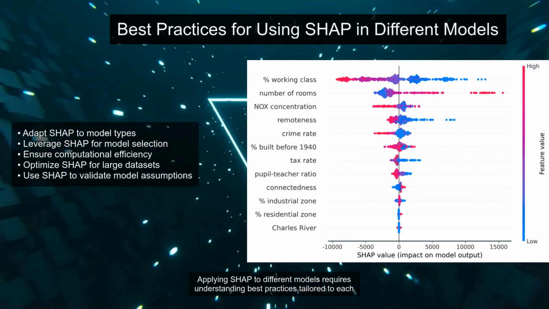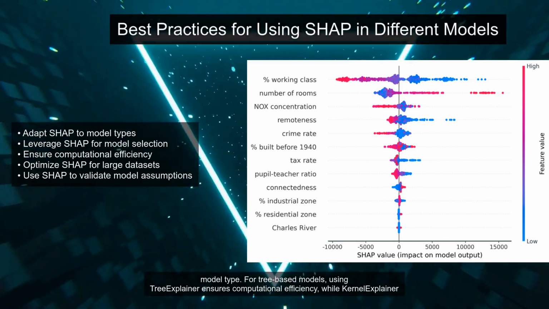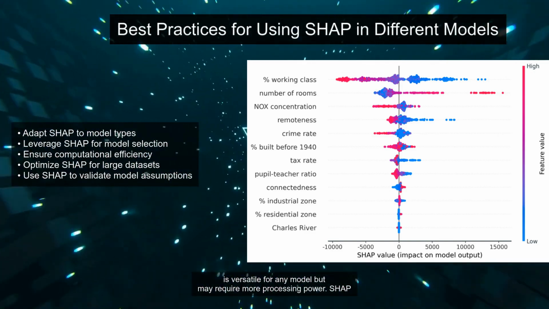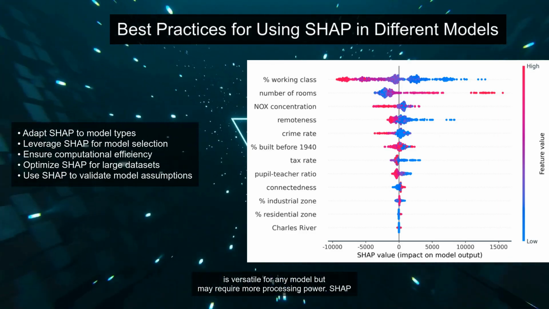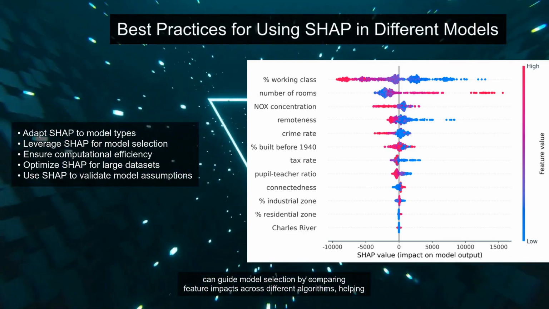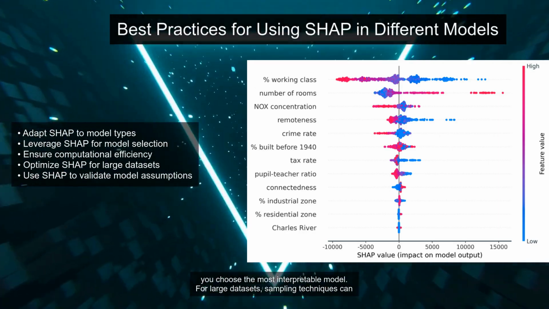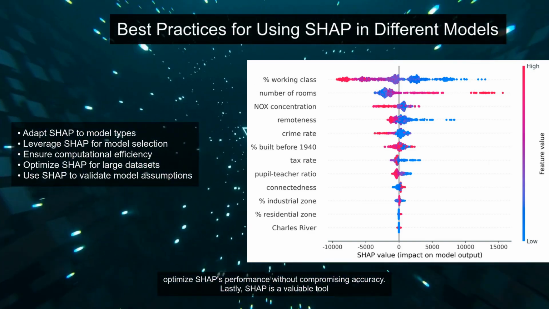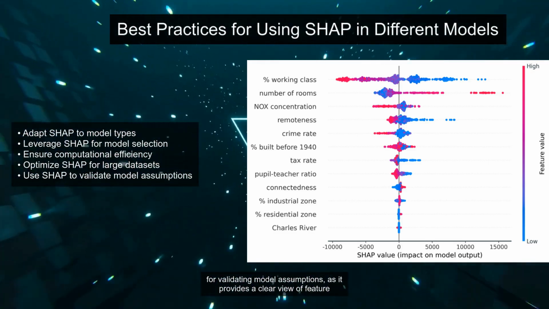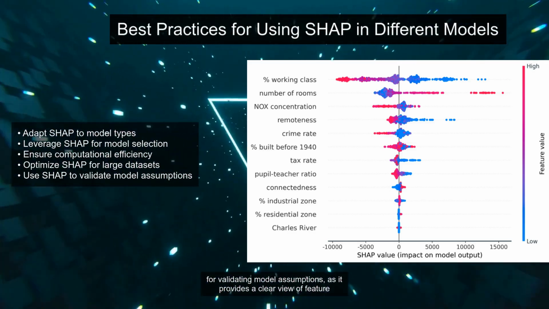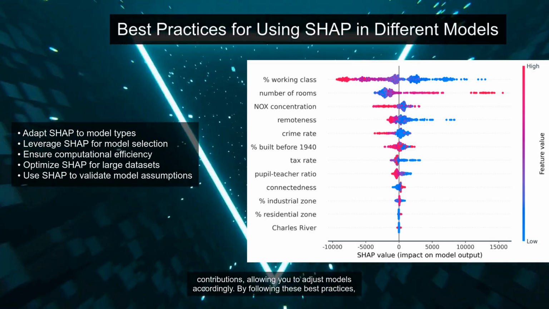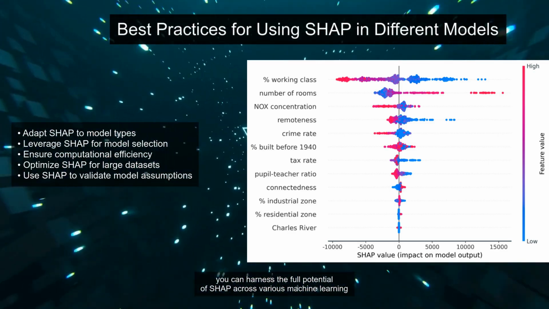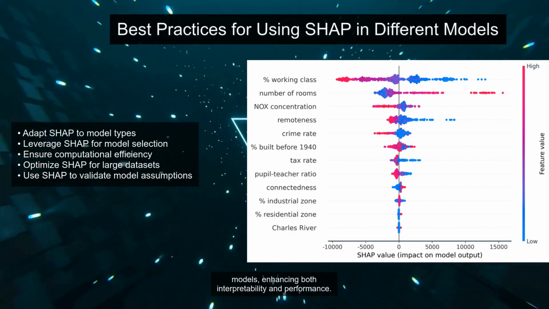Applying SHAP to different models requires understanding best practices tailored to each model type. For tree-based models, using tree explainer ensures computational efficiency, while kernel explainer is versatile for any model but may require more processing power. SHAP can guide model selection by comparing feature impacts across different algorithms, helping you choose the most interpretable model. For large datasets, sampling techniques can optimize SHAP's performance without compromising accuracy. Lastly, SHAP is a valuable tool for validating model assumptions, as it provides a clear view of feature contributions, allowing you to adjust models accordingly. By following these best practices, you can harness the full potential of SHAP across various machine learning models, enhancing both interpretability and performance.